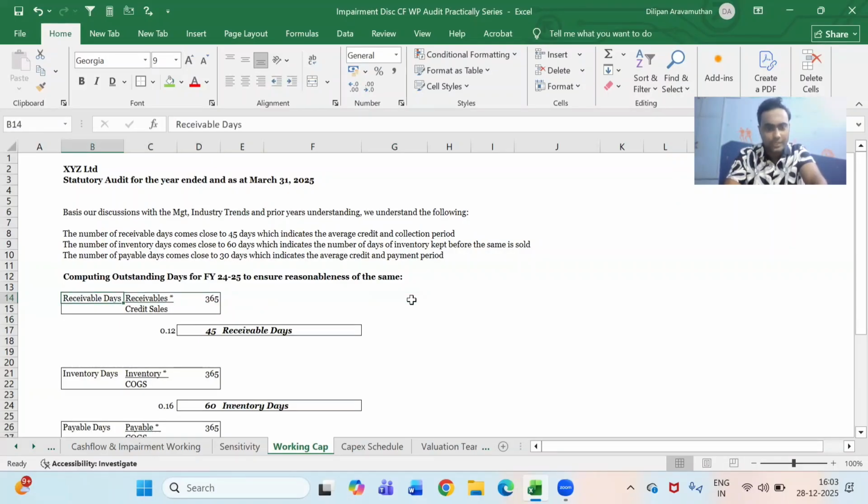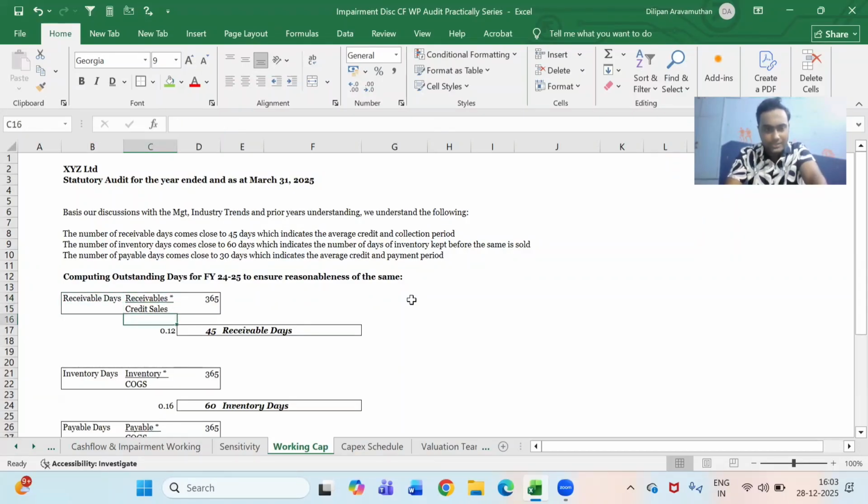I think you'd have read this as a part of your ratio analysis. I'm not going into the logic or explaining the interpretation of this. Maybe we can take that up in a separate video due to paucity of time. But I'll just explain the formula. Receivable days is equal to receivables by credit sales into 365. Why into 365? Because we are looking at this for the entire financial year. So receivable days is basically receivables by credit sales into 365.